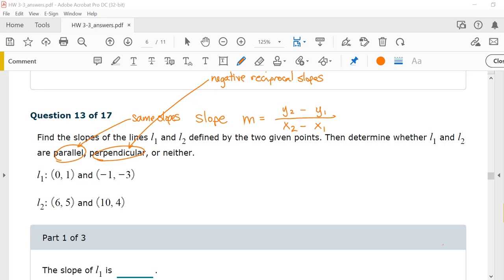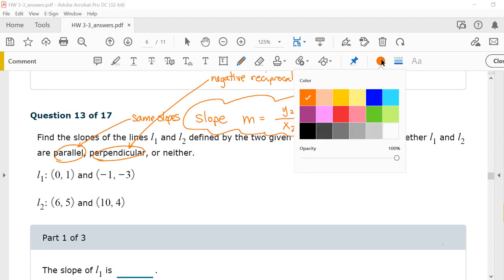Okay, let's finish out the last few problems on homework 3.3. Question number 13 says to find the slopes of line 1 and line 2 defined by the two given points. Then determine whether line 1 and line 2 are parallel, perpendicular, or neither. Let's remember that to find the slope of a line given 2 points, you do y2 minus y1 over x2 minus x1. And let's also remember that parallel lines have the same slopes and perpendicular lines have negative reciprocal slopes.